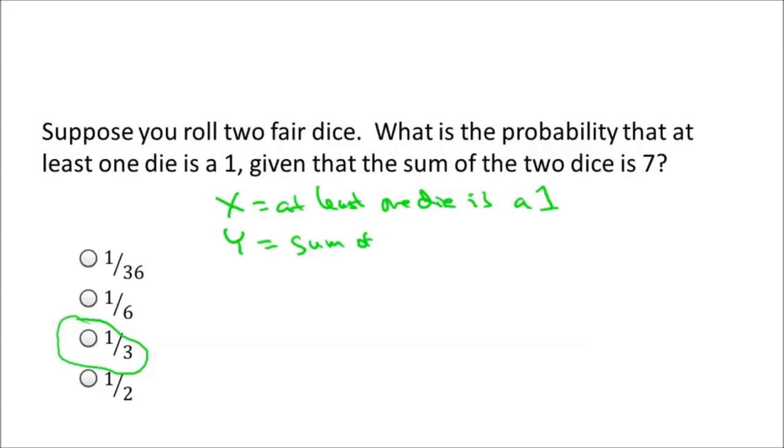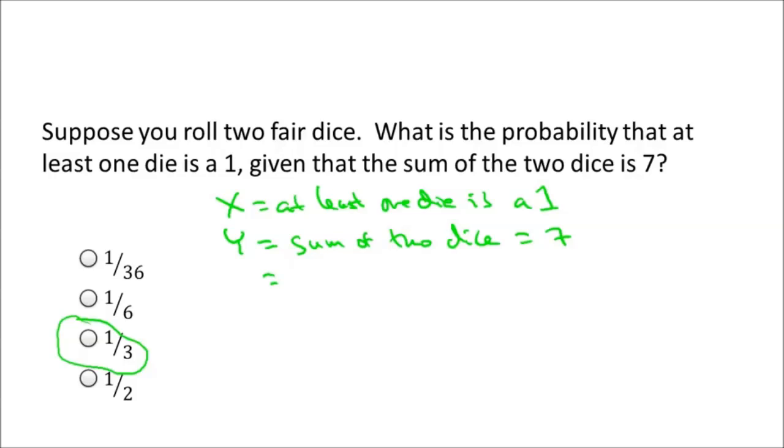Now, the easiest way to explain this is let's zoom in, let's drill down on y. Let's figure out exactly which outcomes y comprises. So the sum of the 2 dice being 7, we saw in the first part of the probability review that there's exactly 6 outcomes which give rise to the sum 7.